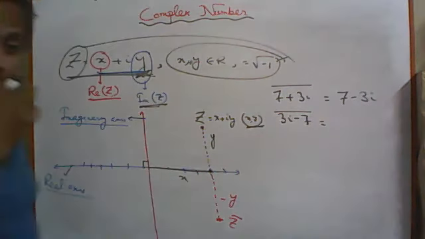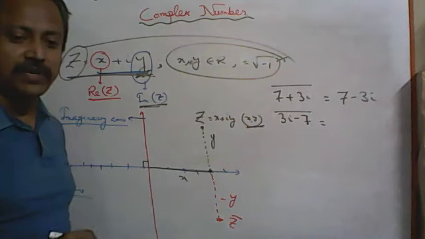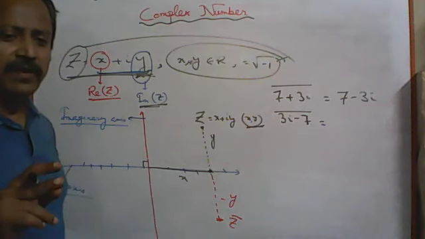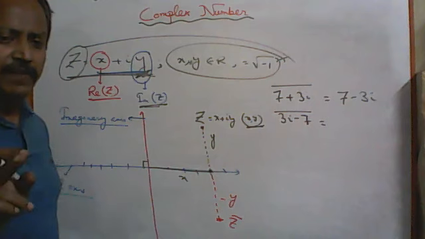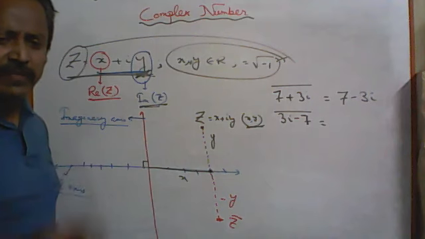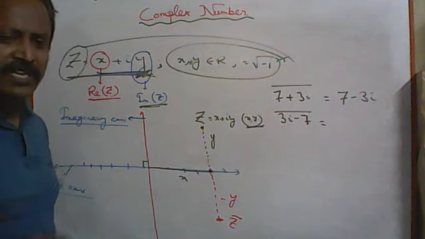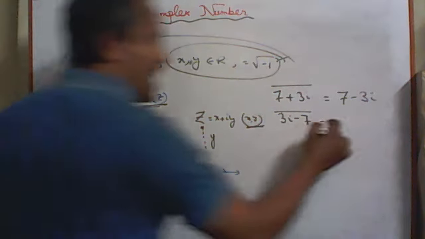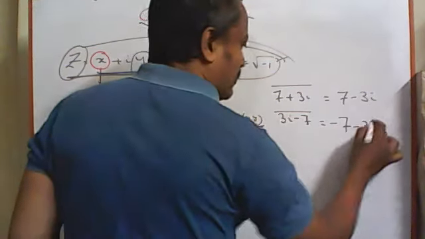But if the number is 3i minus 7, then what will be the conjugate? Here the imaginary part is again 3, positive 3. So what is the conjugate of it? The sign of the imaginary part will be changed. That means the sign of 3 will be changed. Here the sign of 3 is positive. So we will get the conjugate as minus 7 minus 3i.